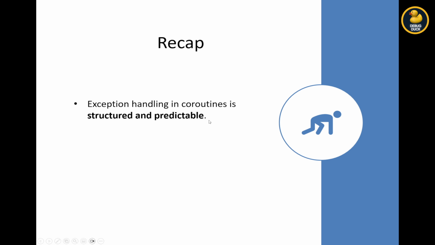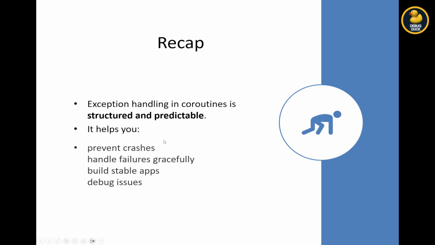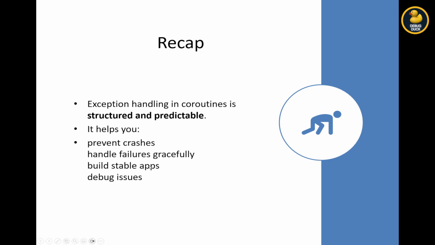Exception handling in coroutines is structured and predictable. It helps you prevent crashes, handle failures gracefully, build stable apps, and debug issues. Mastering this is production ready.